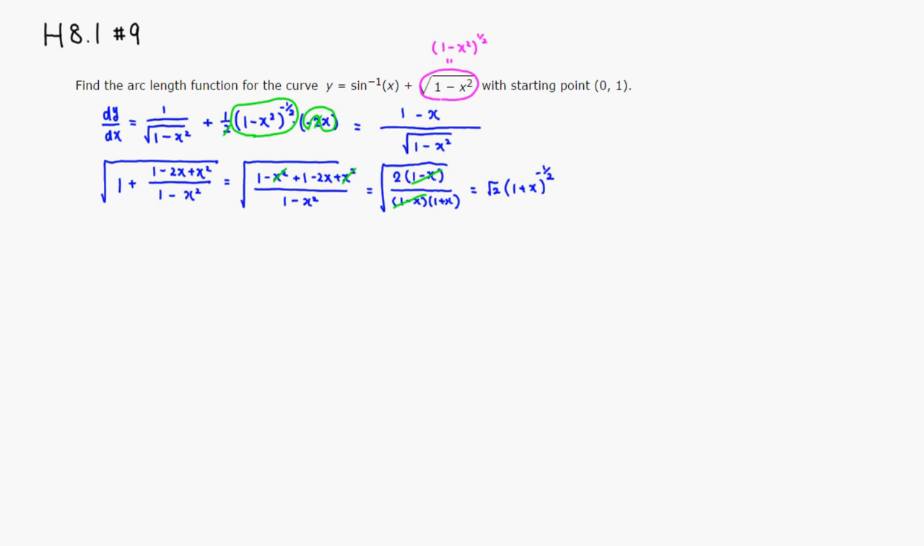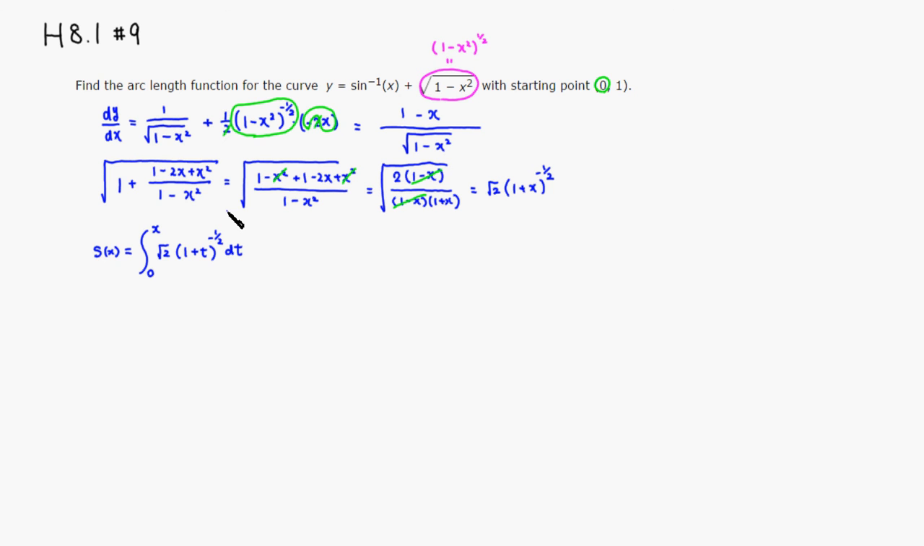Alright, so that's the integrand. If you want to find the arc length function s of x, this is going to be equal to the integral from 0, which comes from the starting point, since the x coordinate of the starting point is 0, to x. Then I just have to write it in terms of t. So it's the square root of 2 times 1 plus t raised to the negative 1/2 power, with respect to t.